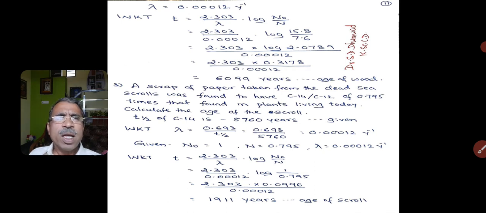Let us take the third one. A scrap of paper taken from the Dead Sea Scrolls was found to have a C14 to C12 ratio of 0.795 times that found in plants living today. Calculate the age of the scroll. Here also the decay constant lambda is 0.00012 per year. N0 is 1, and N is 0.795. Substitute the values of lambda, N0 and N to calculate T. I get 1911 years. This is the age of the scroll.